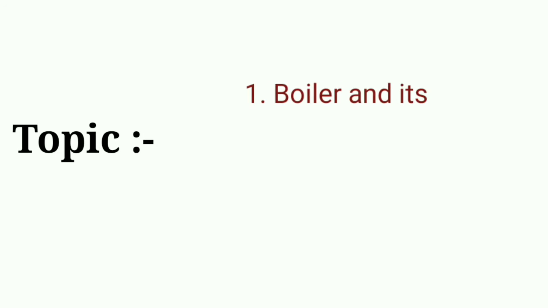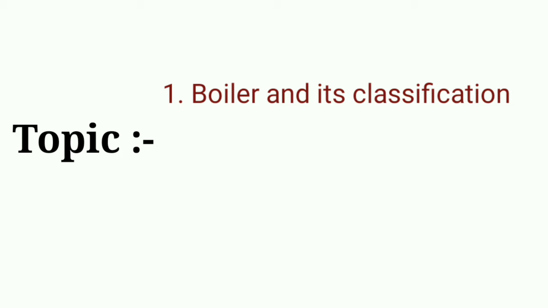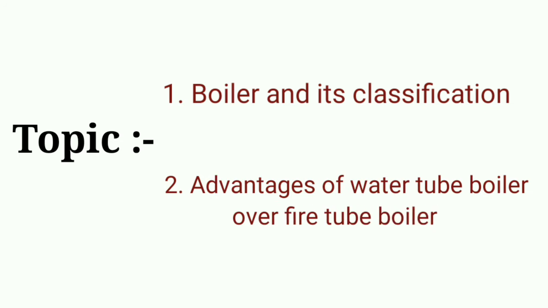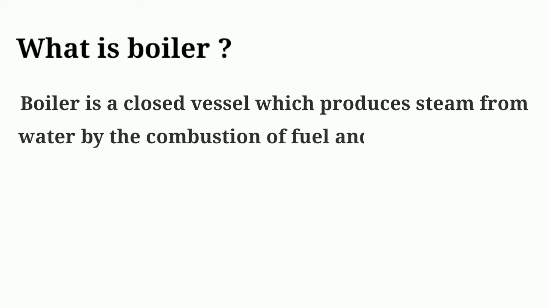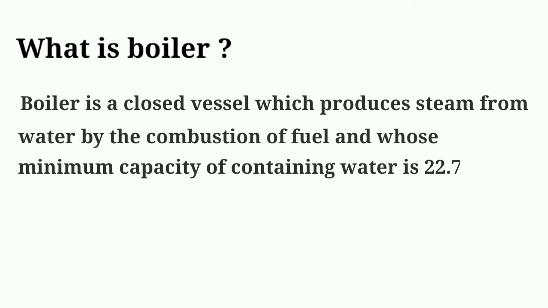Today, I am going to explain the definition of boiler with its classification and advantages of water tube type boiler over fire tube type boiler. So, let's start. What is boiler? Boiler is a closed vessel which produces steam from water by the combustion of fuel and whose minimum capacity of containing water is 22.75 liters.